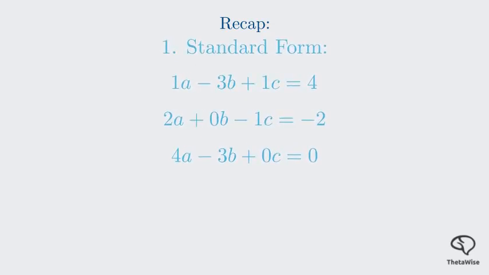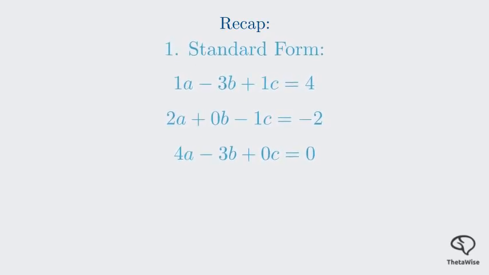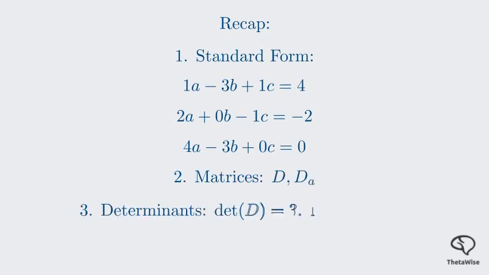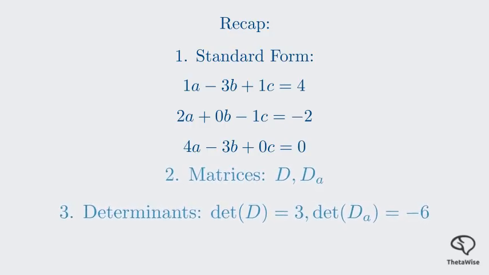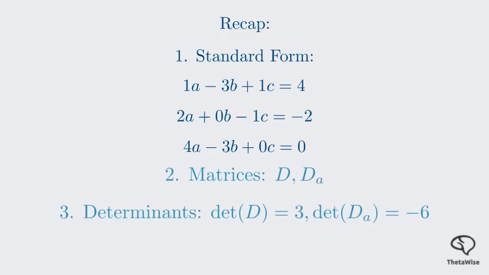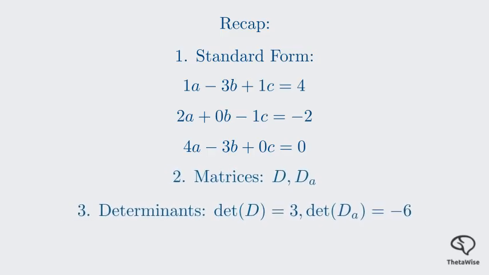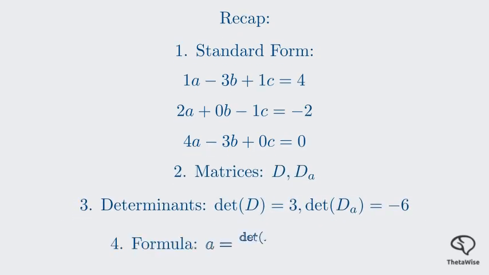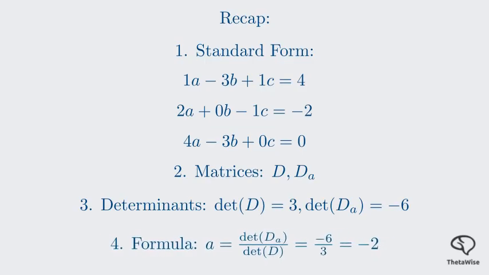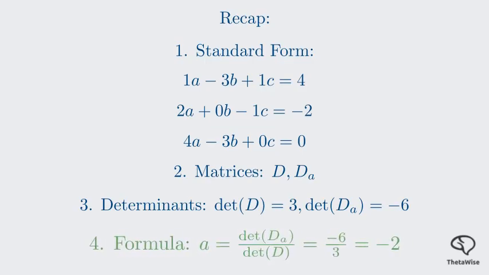We started by arranging our equations into a standard form, making sure to include 0 coefficients for any missing variables. Next, we constructed the coefficient matrix D and the modified matrix D sub A, where the A column was replaced with the constants. After that, we calculated the determinants of both D and D sub A, using cofactor expansion to simplify our work. Finally, we applied the Cramer's rule formula, dividing the determinant of D sub A by the determinant of D to find our answer. This process allowed us to successfully solve for the value of a.